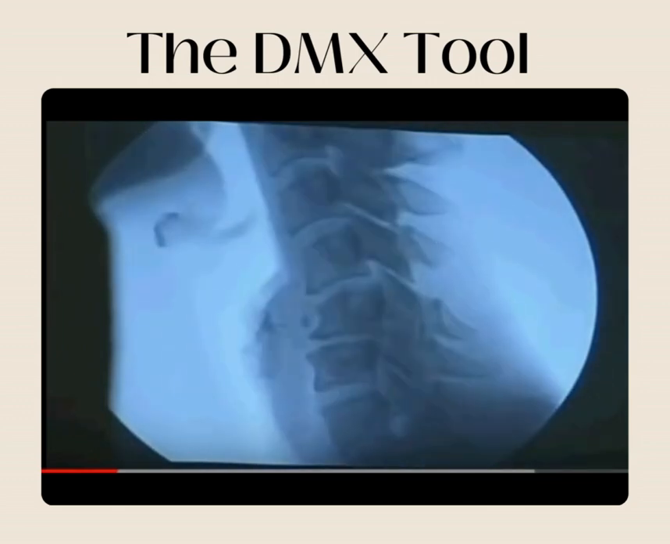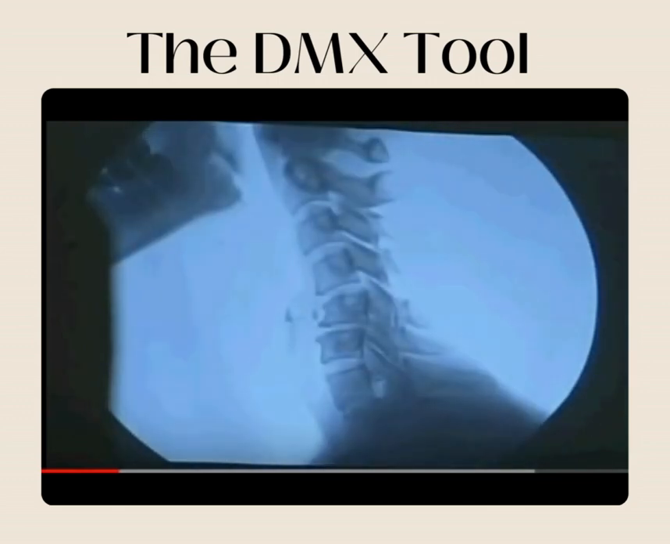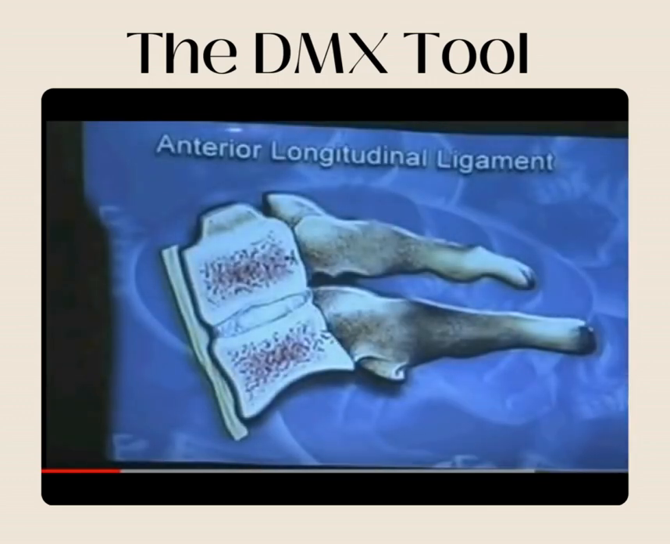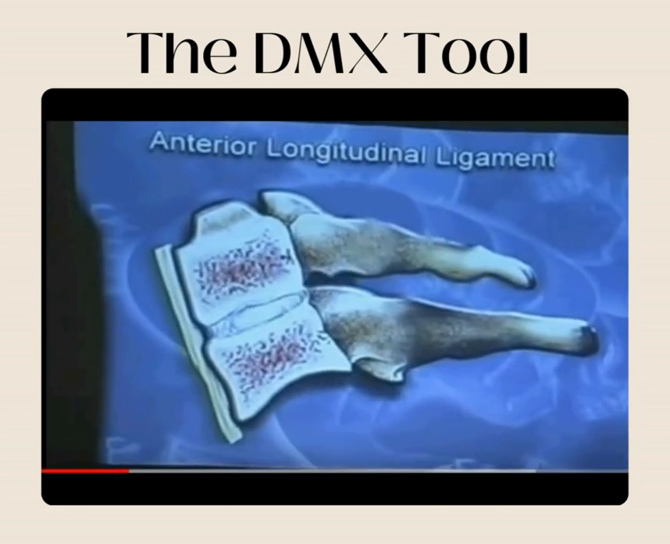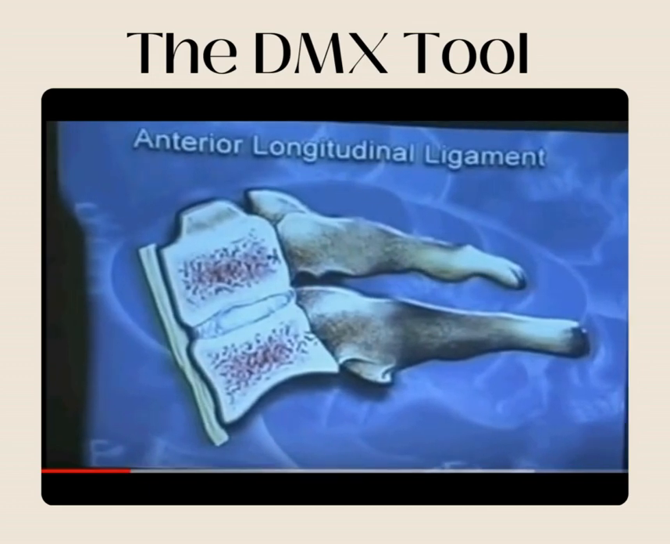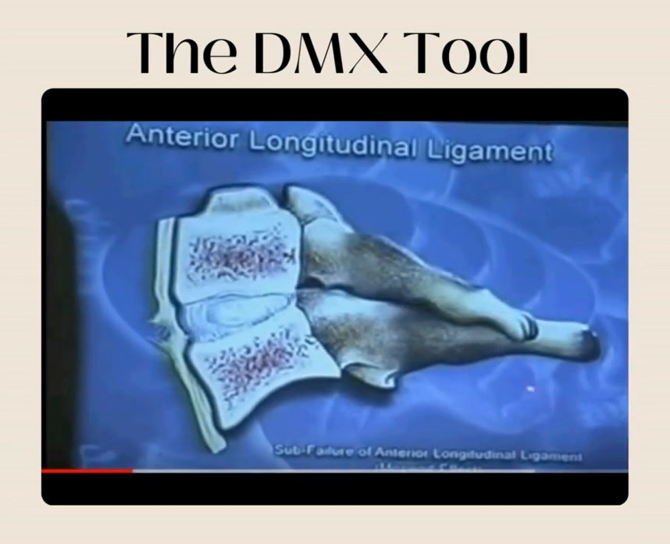So let me go on to point out where these ligaments are now, just to refresh your mind. Anterior longitudinal ligaments in the front of the bones, the bodies. And when they tear, they make sounds like that, and it's called a subfailure. Watch it again. It either shifts back or it rocks up. There we go. Subfailure of the anterior longitudinal. So you change the disc angle.